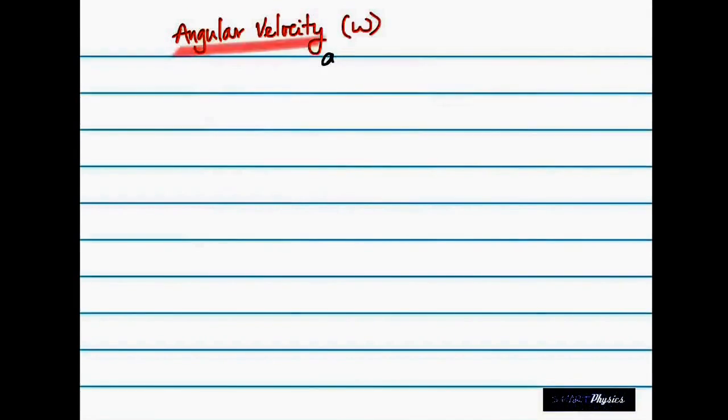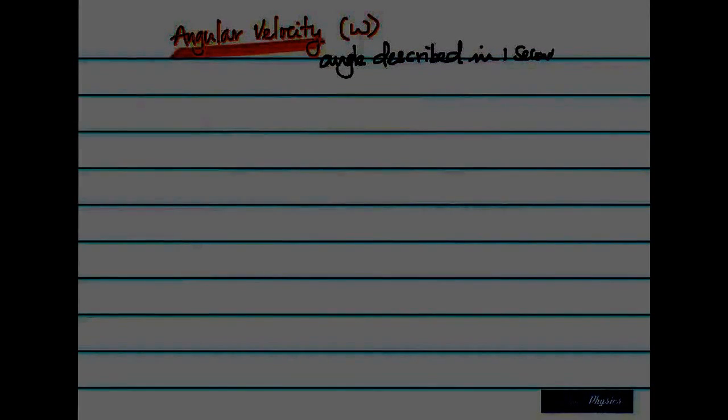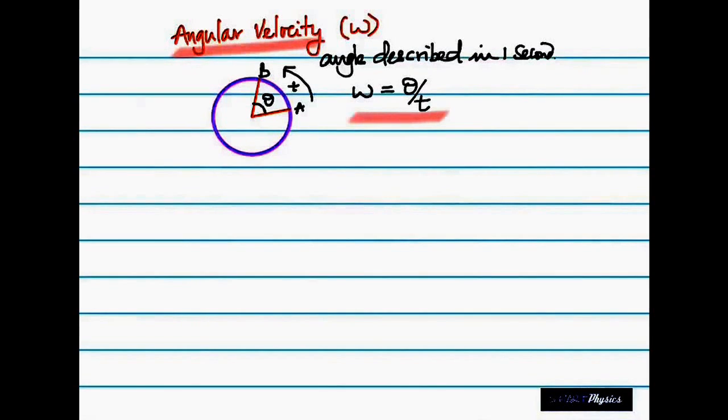Okay, another look, angular velocity. How do you define angular velocity? Angle described in 1 second. The angle in 1 second. So if theta is the angle and the time taken for the object to go from A to B is t seconds, omega is theta by t. We're going back over this again so you understand.